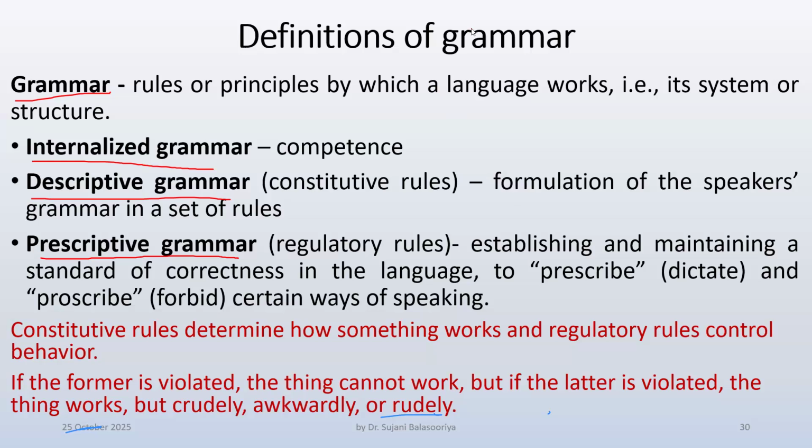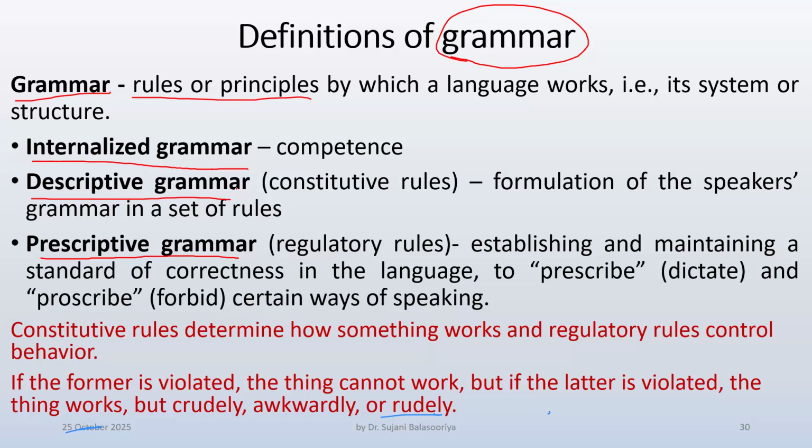Okay. So now this is about, as I told you, different perspectives or different ways of looking at the word grammar, right? All the time we say grammar, but grammar can exist in different ways. Grammar as a whole, what do you mean? Rules or principles by which a language works. That means its system or structure. That simple idea is already with you, I hope. Then we have another term, internalized grammar. And today we discussed that also.